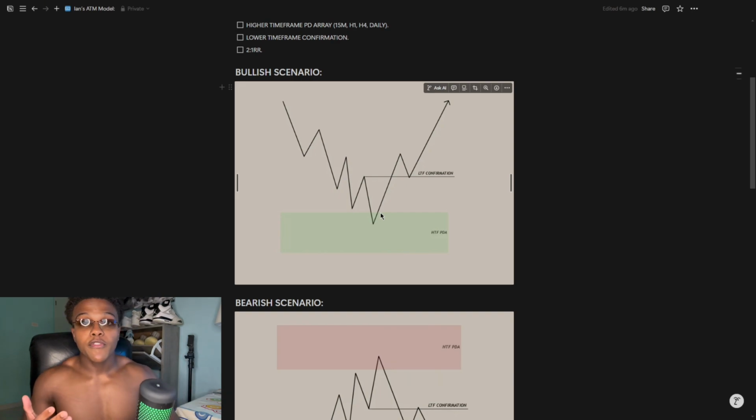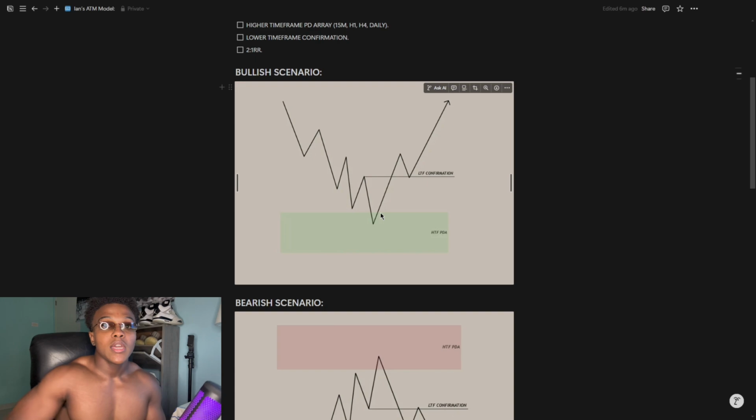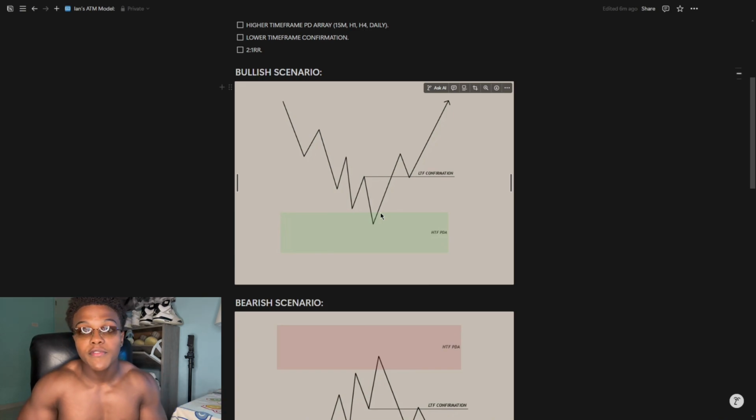This could be a 4-hour fair value gap or an hourly fair value gap, or those both aligned. Okay, and then 50-minute confirming, whether it's some type of 50-minute SMT or also a 50-minute fair value gap. And then what do I look for? I look for some type of 5-minute change in the state of delivery.